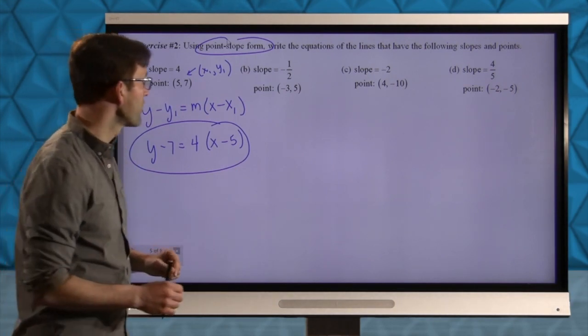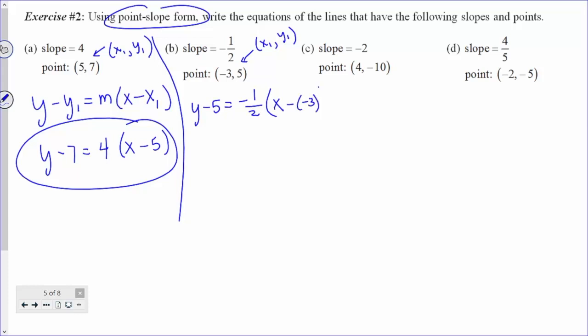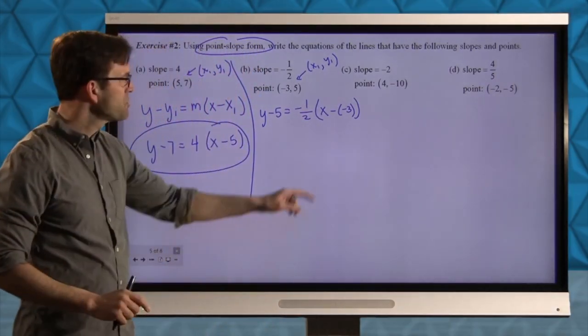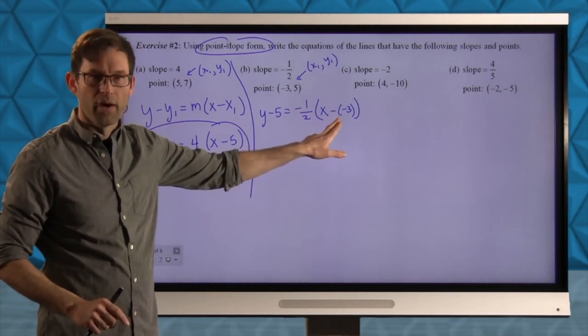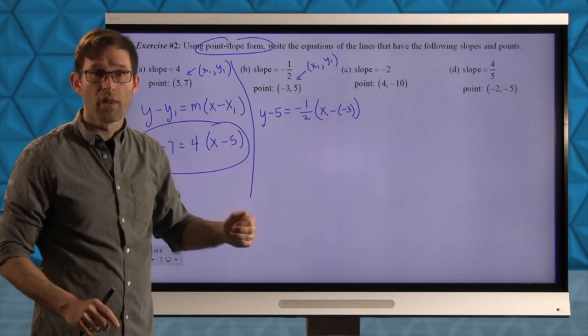Let's do letter B together. So again, same idea. We've got the slope, nothing tricky there. Here I'm going to call it x1, y1. Now there is something a little bit strange that happens in this one, so let's show you. I've got y minus y1 equals m times x minus x1. And it's specifically this that's a little bit funny. Okay, now you could, in theory, leave the equation of the line like this.